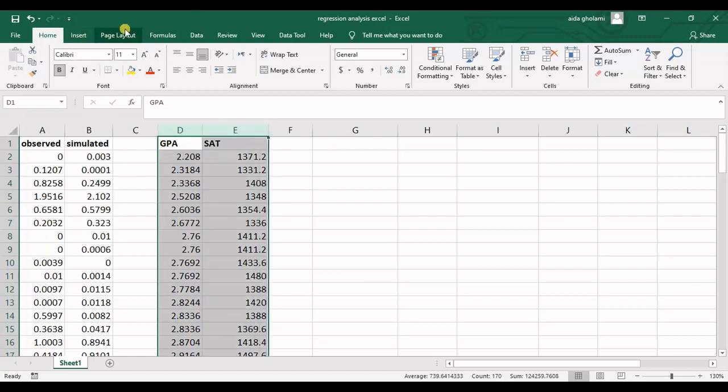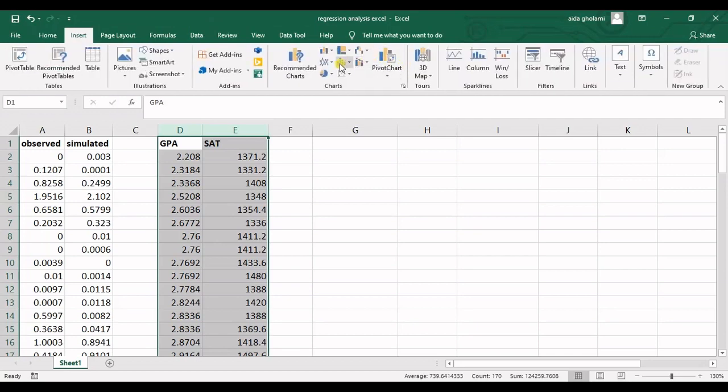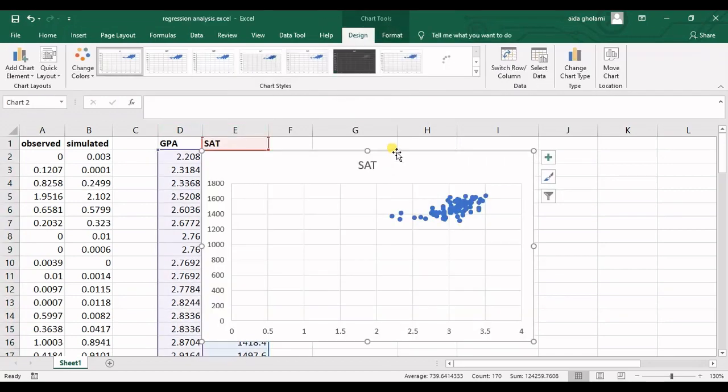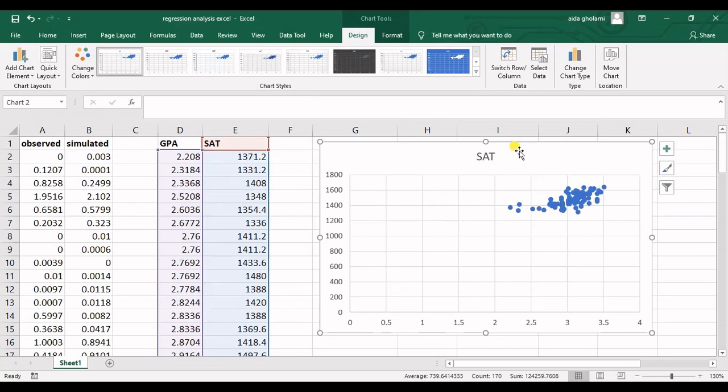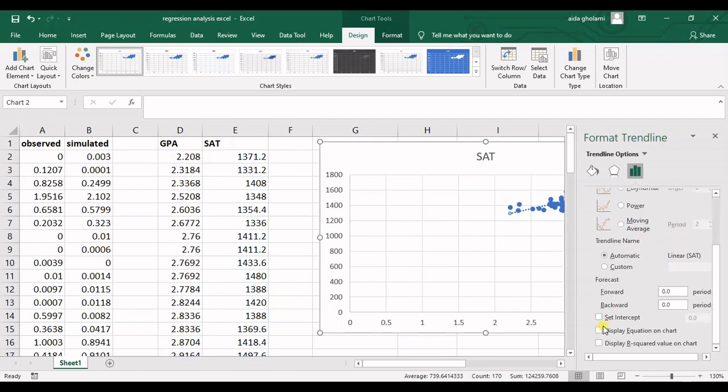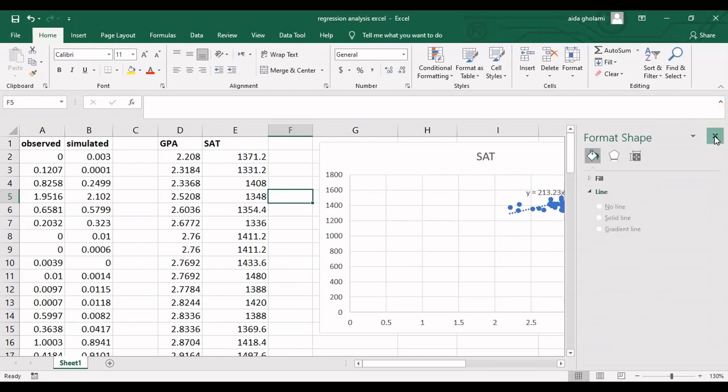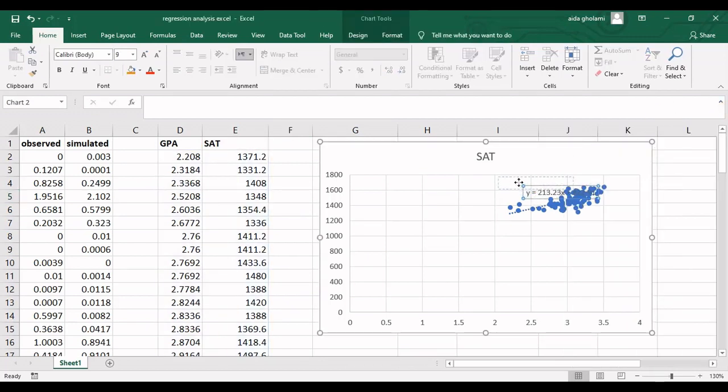I select both of them, go to insert and go for insert scatter plot, and then I go for adding a trend line. Then I go for more options, and here I choose display equation on chart. So this is the regression formula shown for you, and this is the regression line, of course.